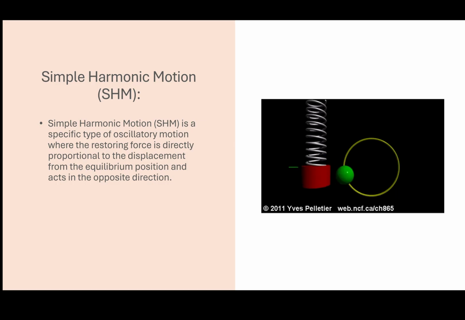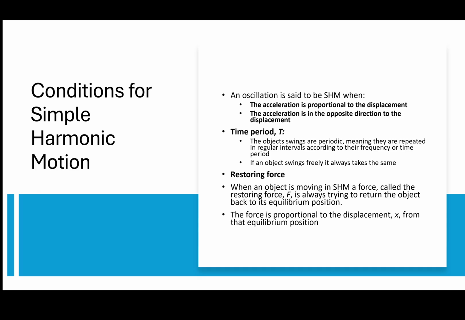So the acceleration always opposes the motion, or the displacement specifically, right? The period T, in this case as well: the objects swinging are periodic, meaning they are repeated at regular intervals according to their frequency and time period, right? So if an object swings freely, it always takes the same time, so the period should be more or less the same. So it must be regular intervals.